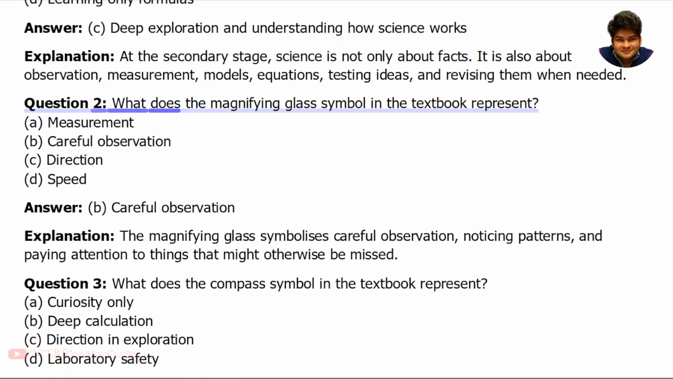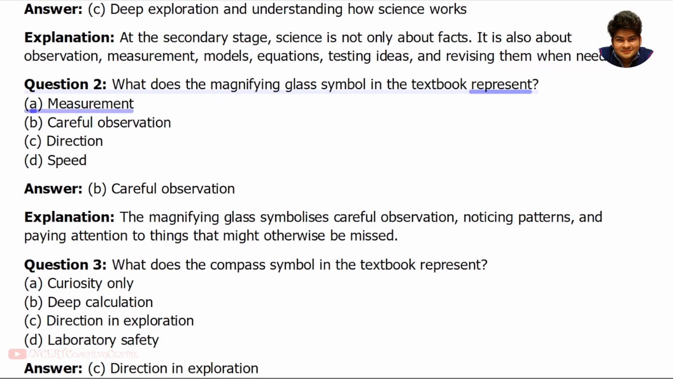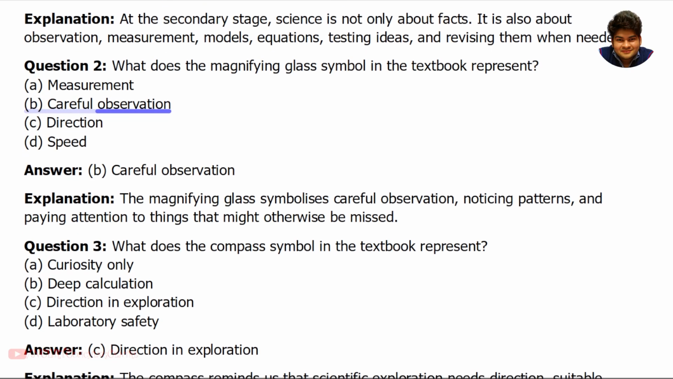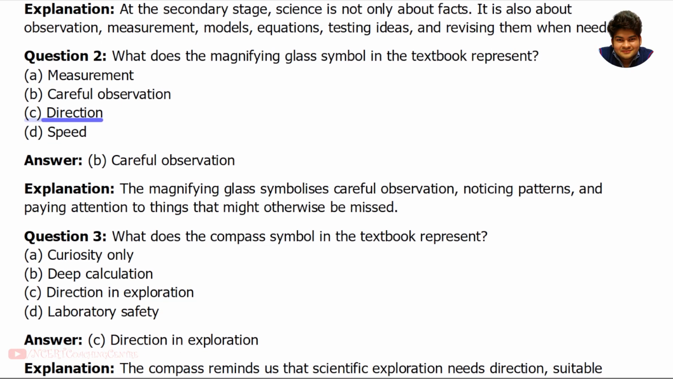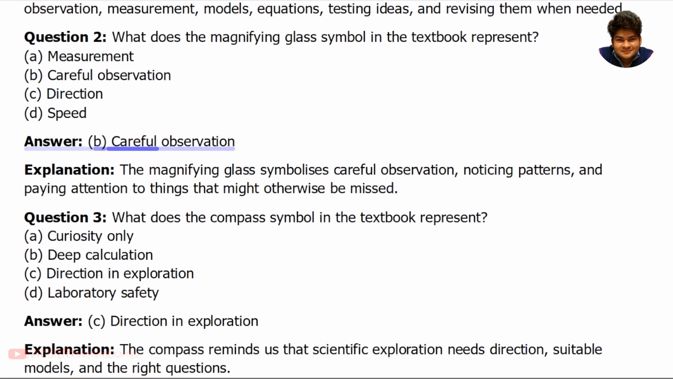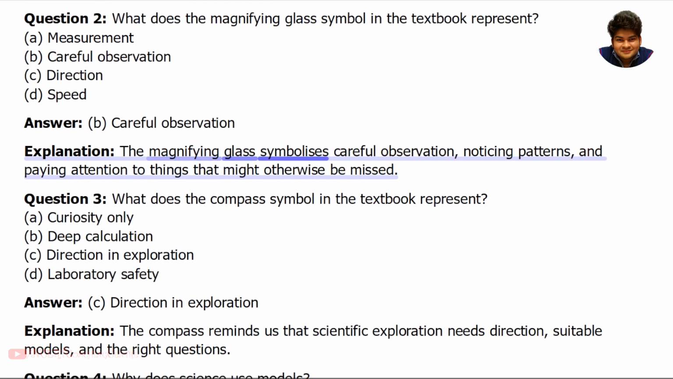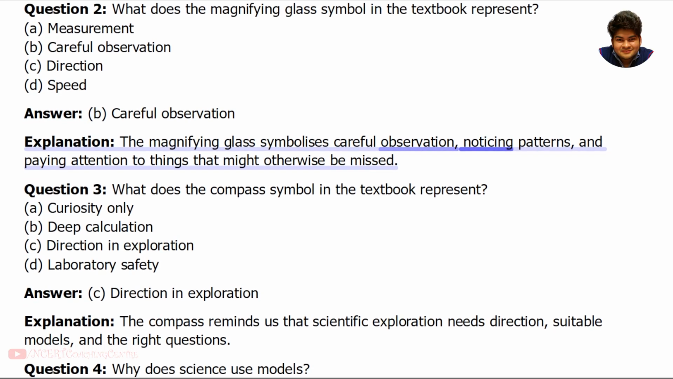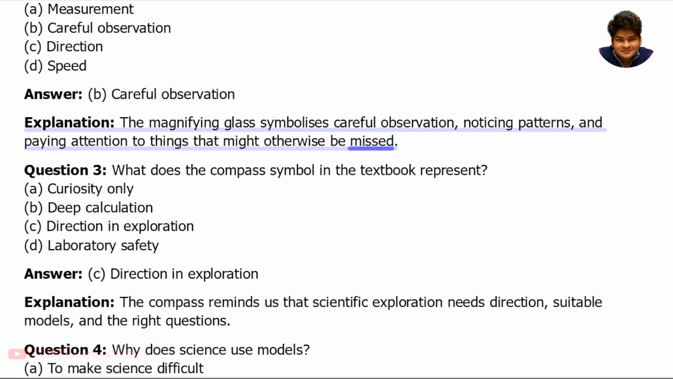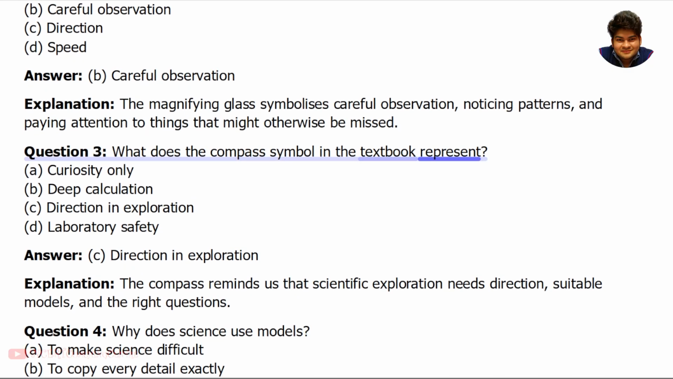Question 2. What does the magnifying glass symbol in the textbook represent? A. Measurement. B. Careful observation. C. Direction. D. Speed. Answer: B. Careful observation. Explanation: the magnifying glass symbolizes careful observation, noticing patterns, and paying attention to things that might otherwise be missed.